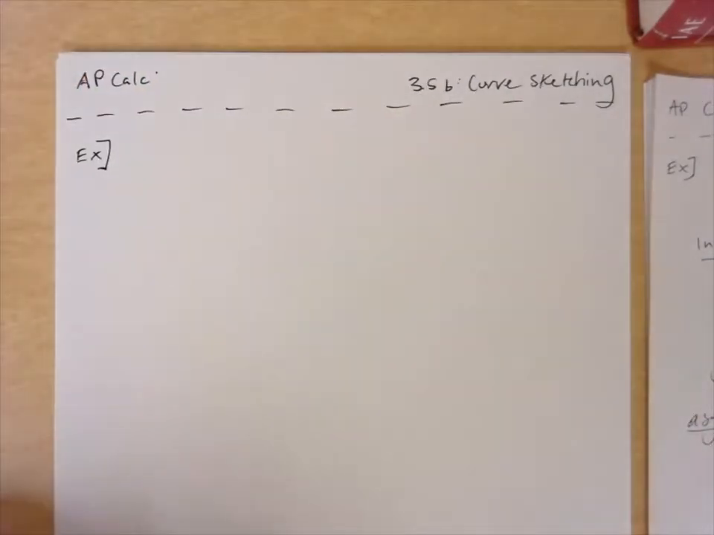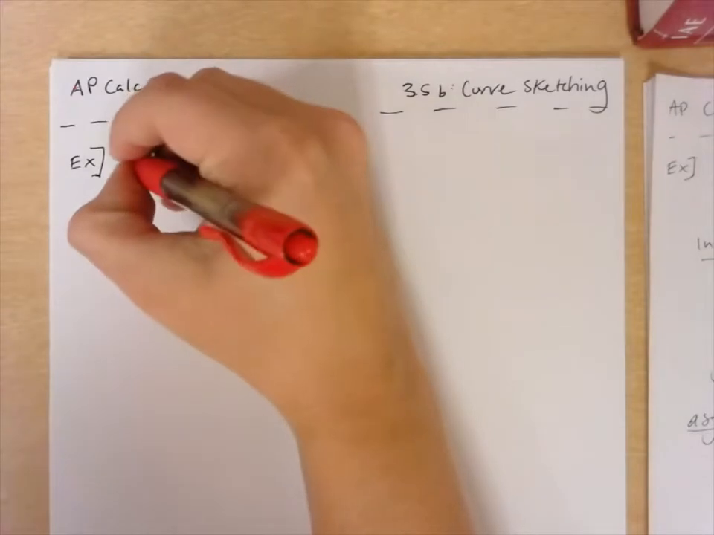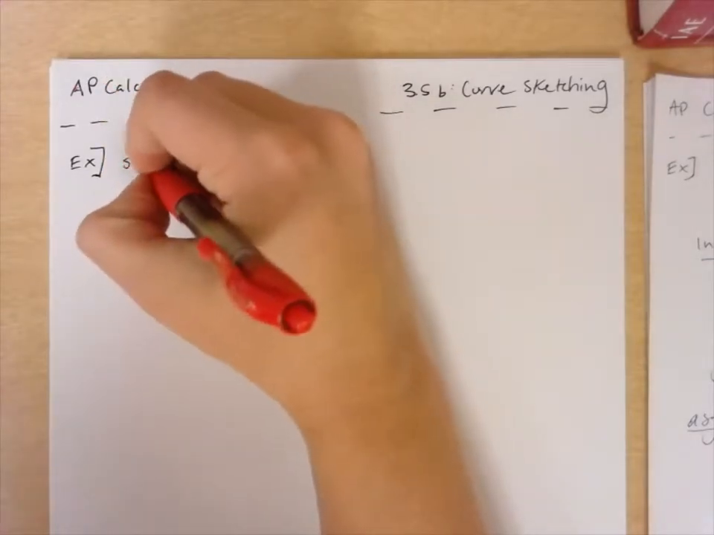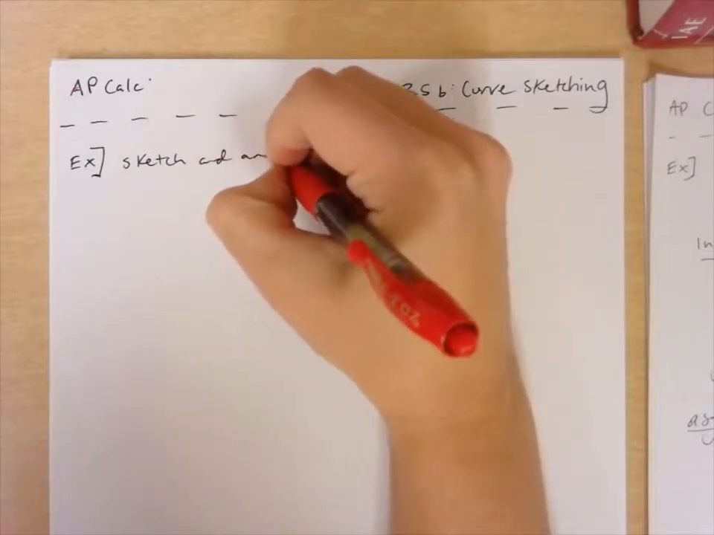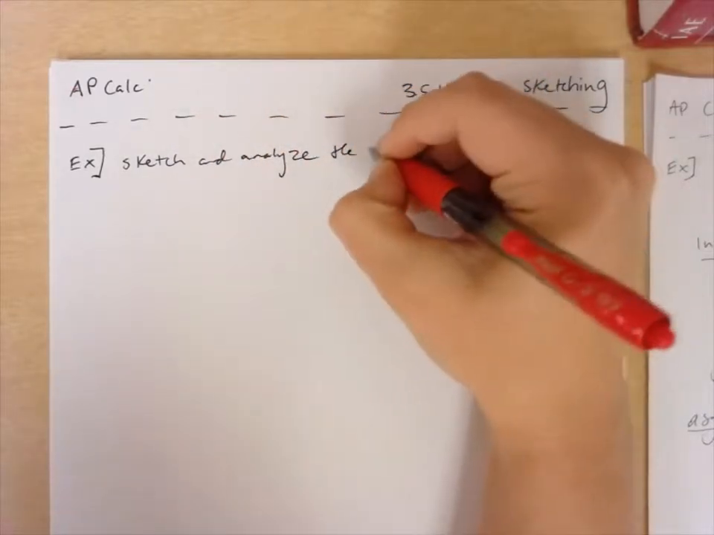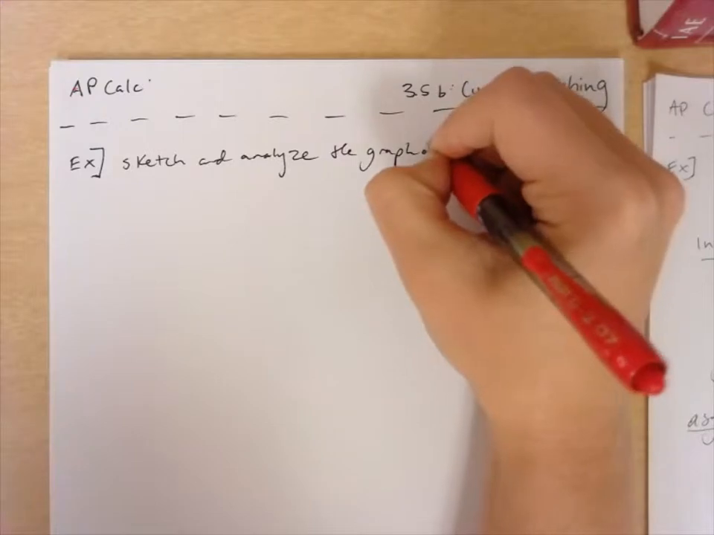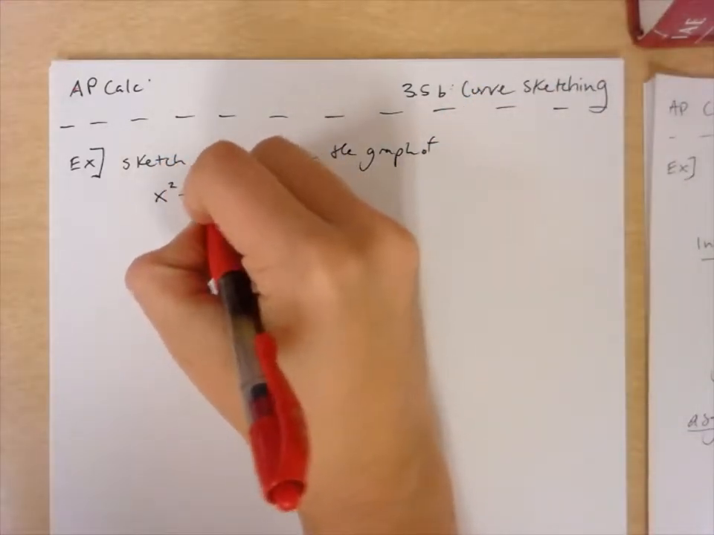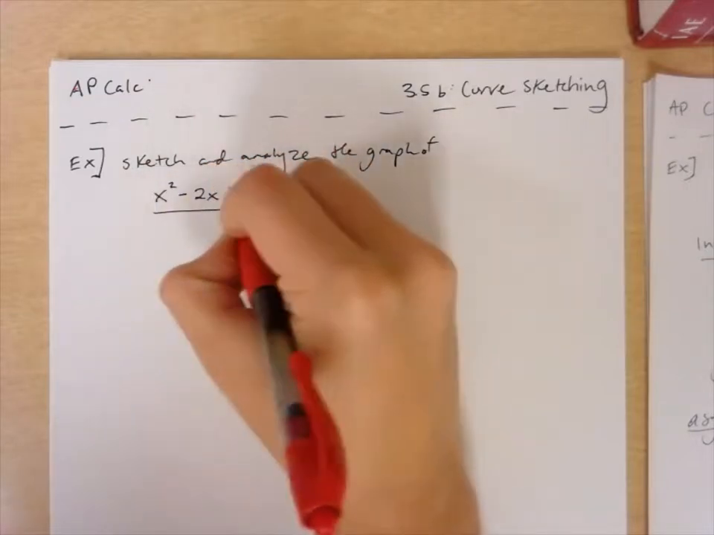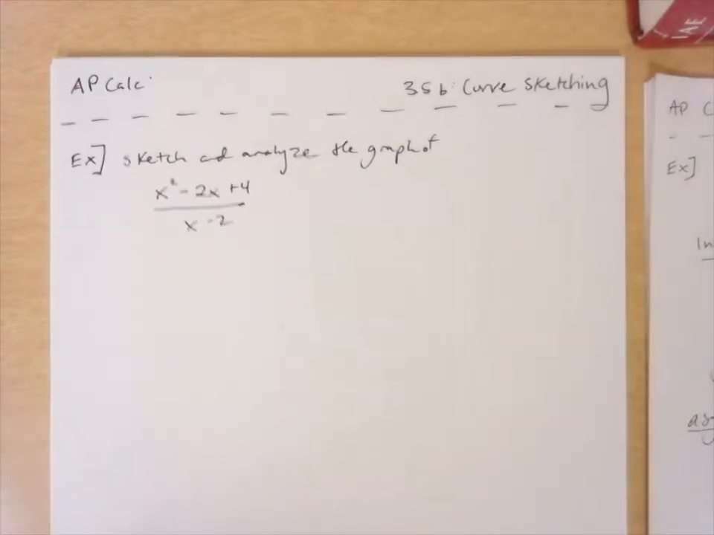So we're going to start with an example. We're going to be asked to sketch and analyze the graph of this rational function, x squared minus 2x plus 4 all over x minus 2.